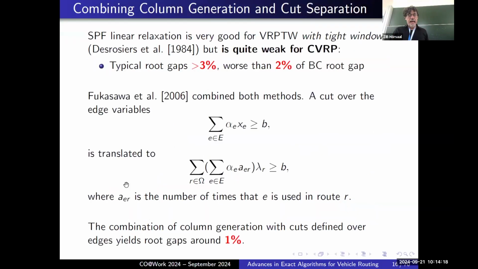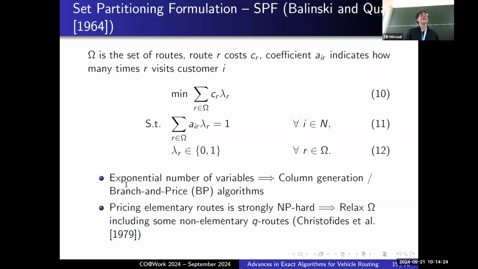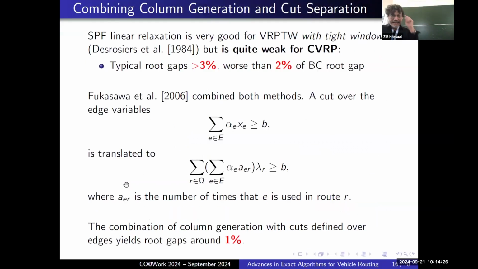Okay. And many people think that the set partitioning formulation is very strong. It is not. Okay. It's strong for the VRP with time windows if the time windows are very tight. But on CVRP, where there are no time windows, which is equivalent to very large time windows, the gaps are worse than the gaps of the branch-and-cut.